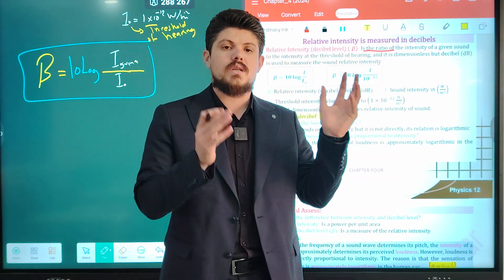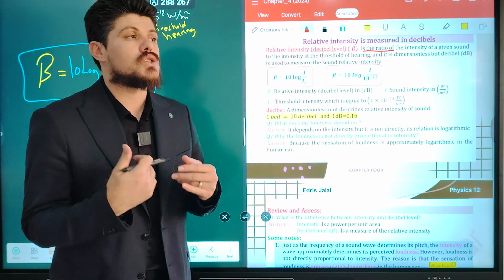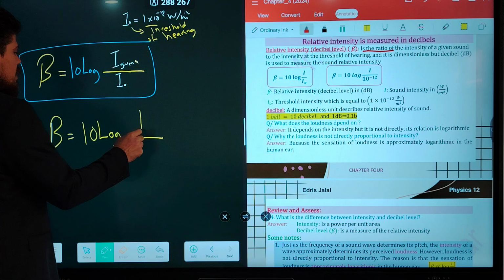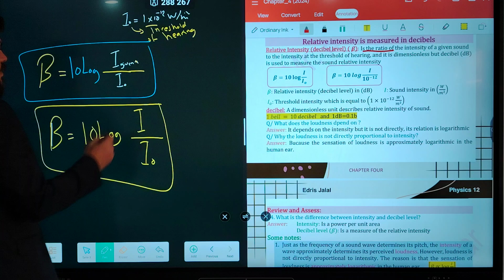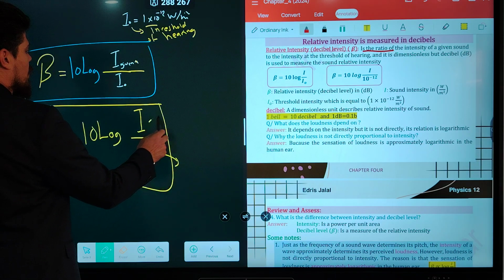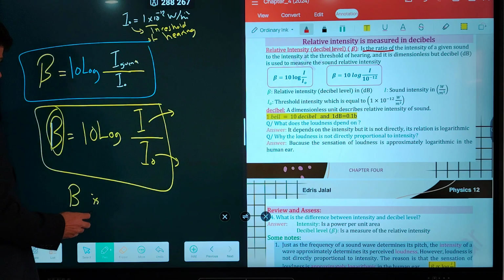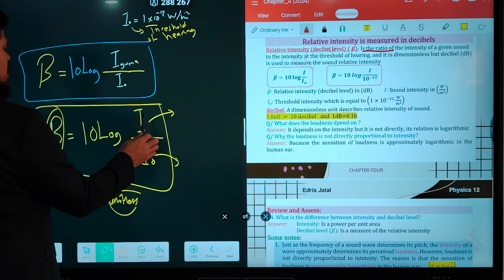But the relation between relative intensity and the ratio of the intensity is not direct, guys. It is logarithmic. So that is why in the equation of decibel level, we have 10 logarithm of the intensity of a given sound to the intensity at threshold of hearing. What is I naught? Threshold of hearing. What is this? Intensity of a given sound. This is relative intensity. Actually, the decibel level has no unit, it is unitless, like angular displacement. Why is it unitless? Because it's the ratio of two intensities.